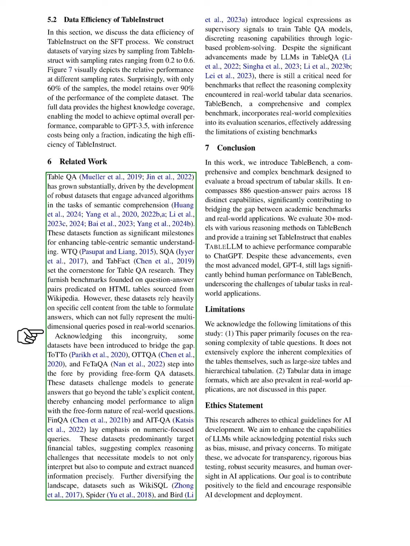Key datasets like WTQ, SQA, and TabFact have established benchmarks based on question-answer pairs from HTML tables on Wikipedia. However, these datasets often depend on specific table cell content for answers, which doesn't fully capture the complex queries we encounter in real life. To address this, new datasets like Toto, OTTQA, and Fedica have emerged, encouraging models to provide answers that extend beyond the explicit content of tables, thus improving performance for real-world questions.